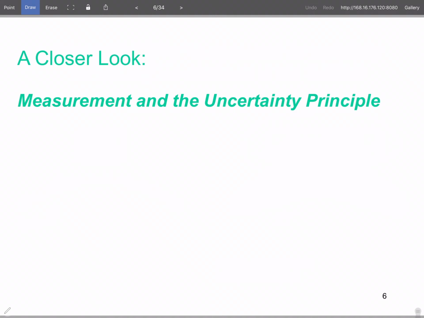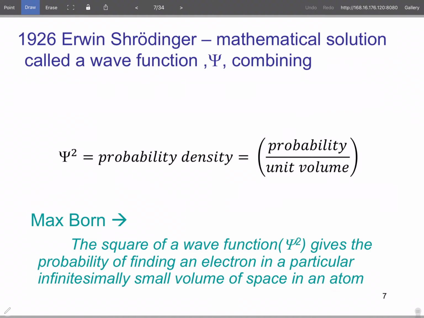Closer look at this measurement in the uncertainty principle, you can look at that. That brings us to Erwin Schrödinger, who did a mathematical solution. It is called a wave function, and it has the symbol psi, and it combines the wave and particle nature of the electron.